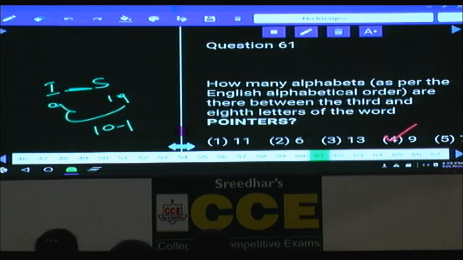9 letters. What are the 9 letters? J, K, L, M, N, O, P, Q, R. Isn't it? Now we are not supposed to include S. Hence 9 letters, choice 4.